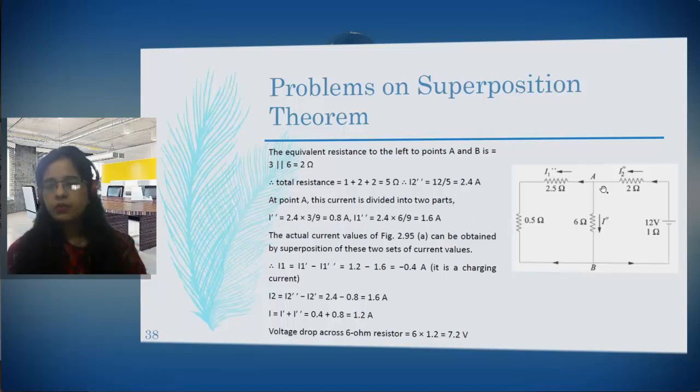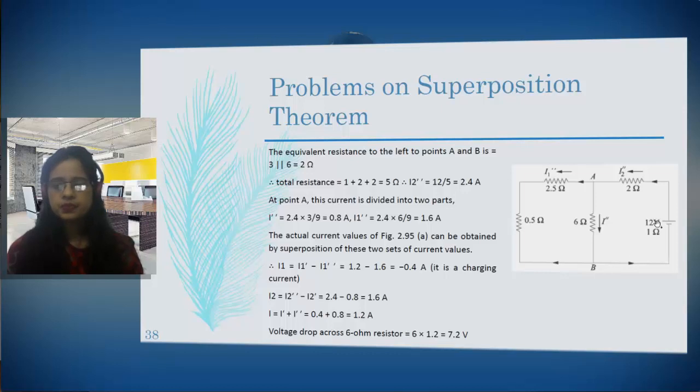Similarly, we will find out the current flowing here. The current flowing here will be the total current 2.4 into the opposite resistance 6 ohm divided by the total resistance. So this gives us 1.6 ampere. So for both the voltage sources, we have obtained three currents. Now we need to find out the overall current for each individual branch. So now we will consider the direction and add up the currents.